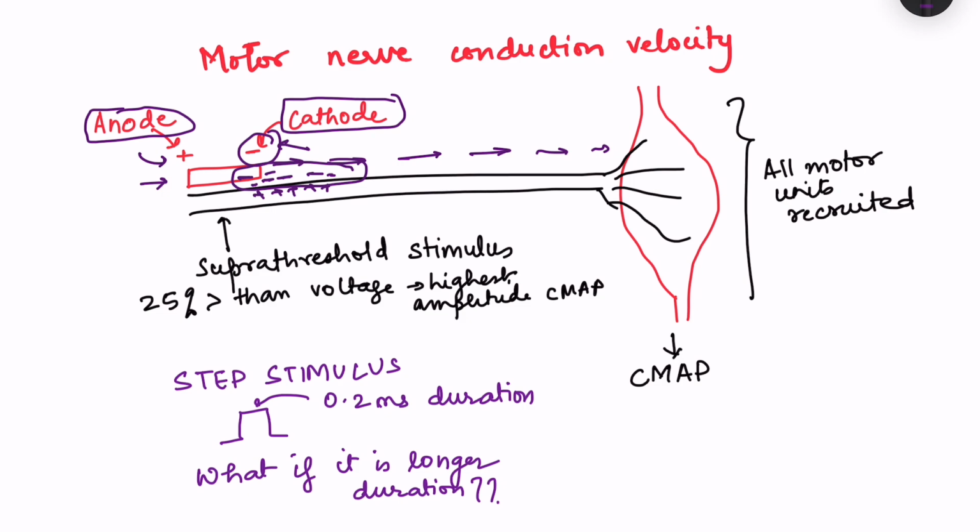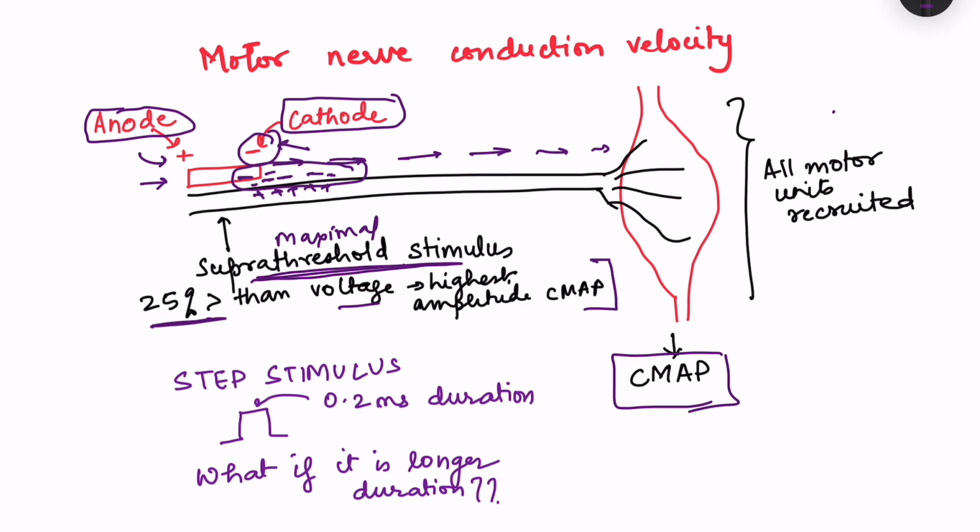Now, the voltage used is a suprathreshold stimulus. Actually, it is a supramaximal stimulus, and it is approximately 24% greater than the voltage which is required for the highest amplitude CMAP. So we use that voltage, stimulate the nerve, and we record the CMAP when all motor units are recruited. And one more thing, the stimulus you use is a step stimulus. That means it should suddenly rise, and the duration is only approximately 0.2 millisecond.